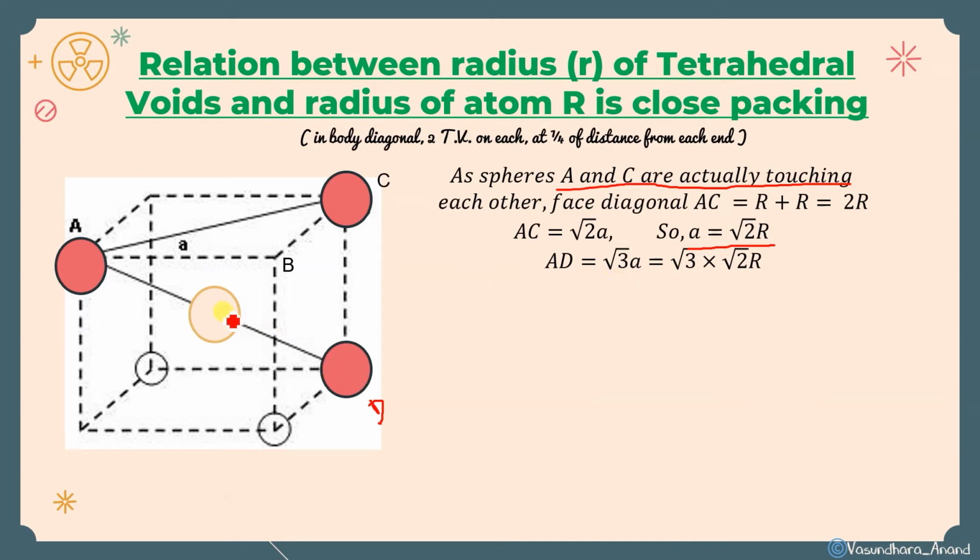Because these A, C, D are forming a right angle triangle. In this, AD is the body diagonal. That means it is the hypotenuse, and this one will be the length, and this one will be the base. Okay, L square plus B square. We found this AC. Now we find here, AC square will be 2A square, and this is A square. So it will be 3A square. That means if we find AD, you will get root 3 A. Now put the value of A. A is root 2 R. So I have just put this.